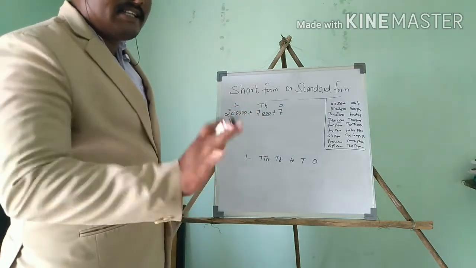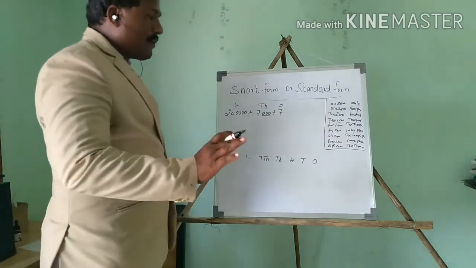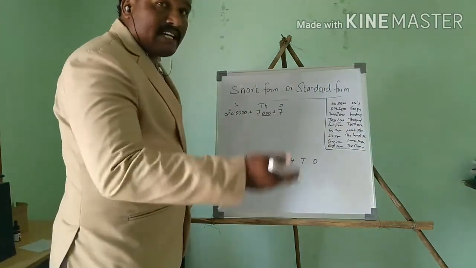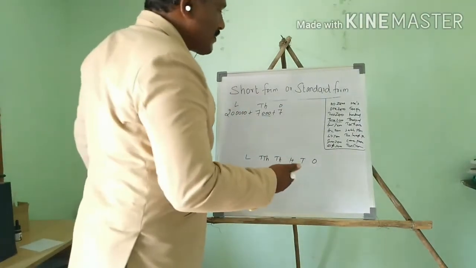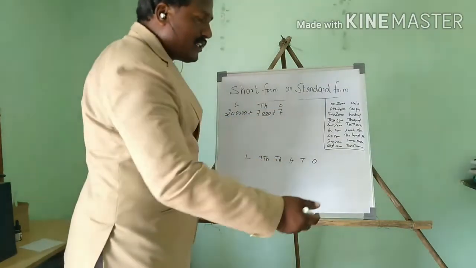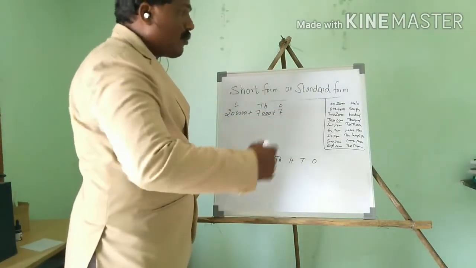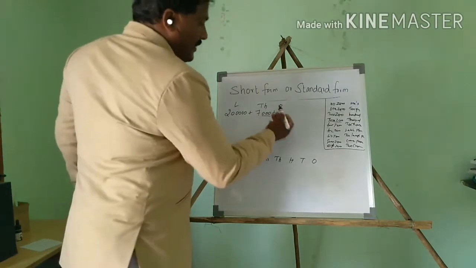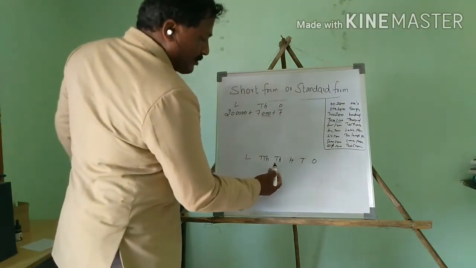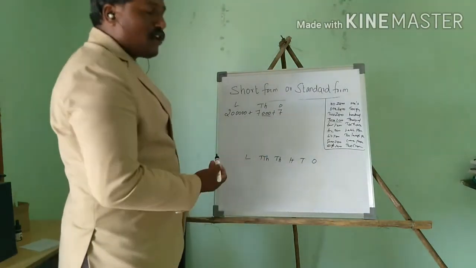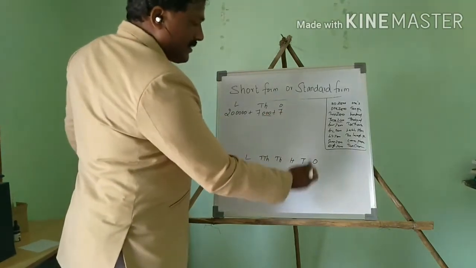Okay, it's not a proper standard format. So now we want to write the standard format. Standard format means what? Ones, tens, 100, 1000, 10,000. This is the standard format place. So we want to write the standard form. In the ones place we have to write, then tens, 100, 1000, 10,000, lakh. This is the standard format chart. So we have to take it and write in the standard format.